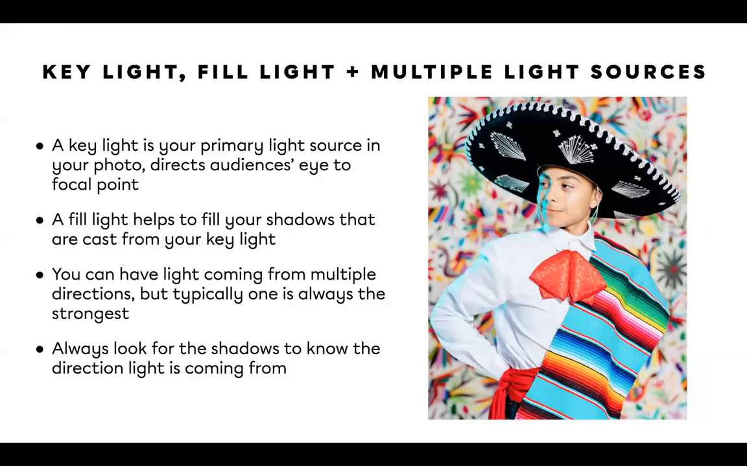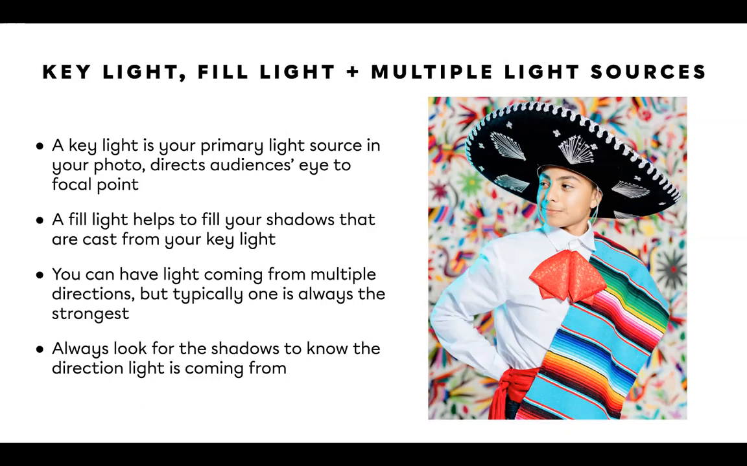All right, so we're still kind of talking about direction of light. Our next subcategory under direction is the idea of having a key light, a fill light, and using multiple light sources. A key light is your primary light source in your photo, and it directs your audience's eye to your focal point. If you look at this photo of this dancer, the key light is the light that is primarily lighting his face that is closest to the camera, not the blue light.